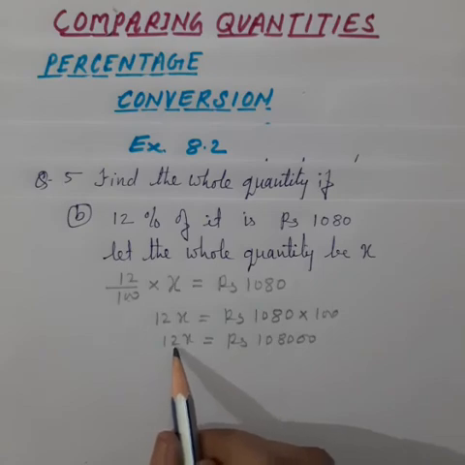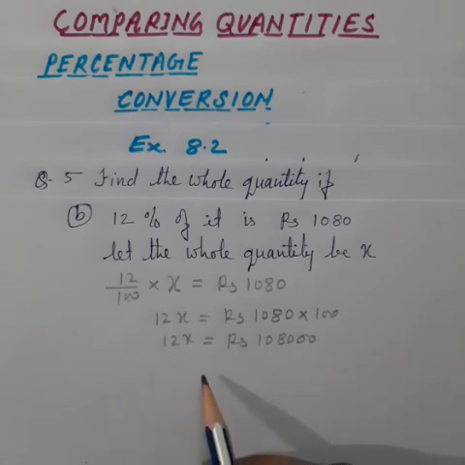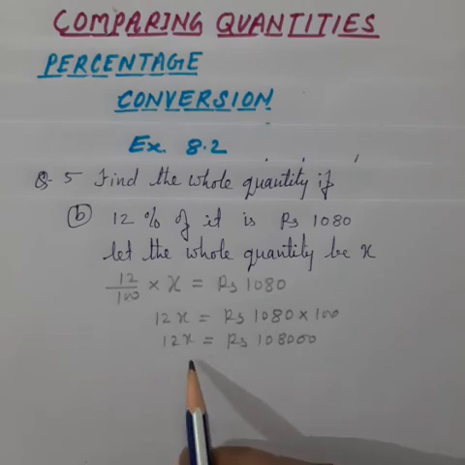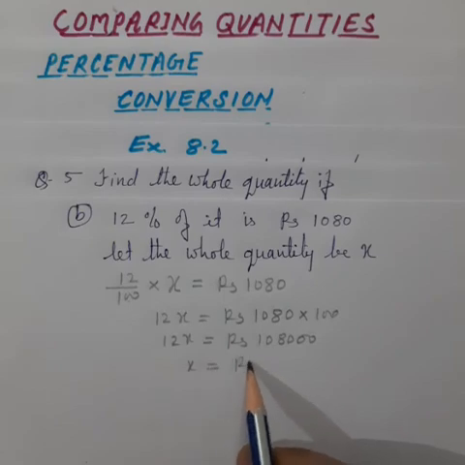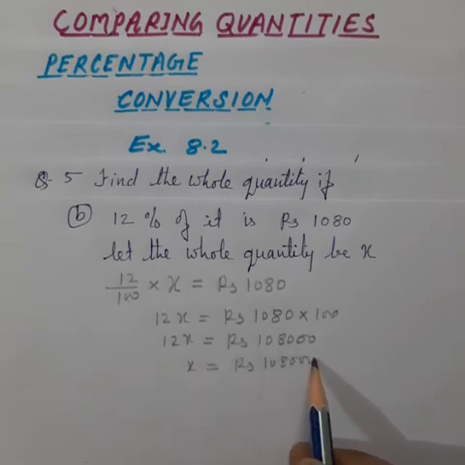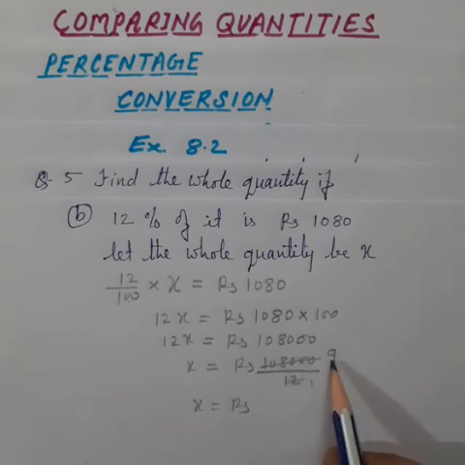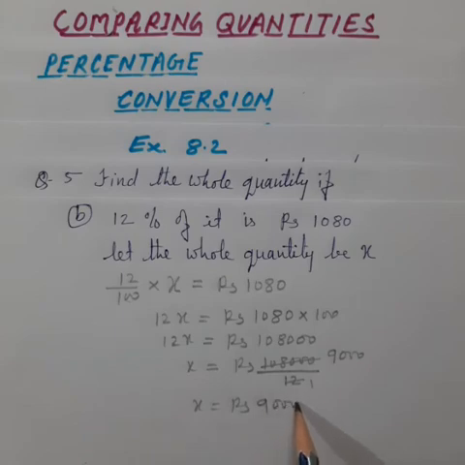Now 12 we don't want. You can divide both sides by 12, or this 12 is in multiplication here in numerator. We can change the side. So it will go in the denominator in division. Now x equal to rupees, 12 9s are 108. So 12 ones are 12, 12 9s are 108 and these 3 more zeros. So here we get the unknown quantity x equal to rupees 9,000.